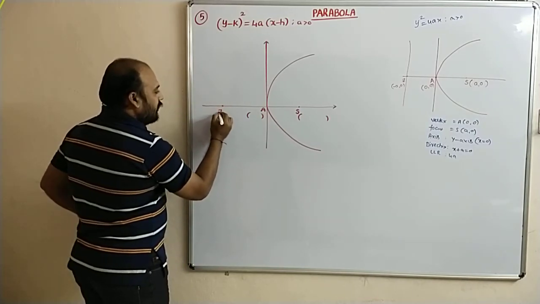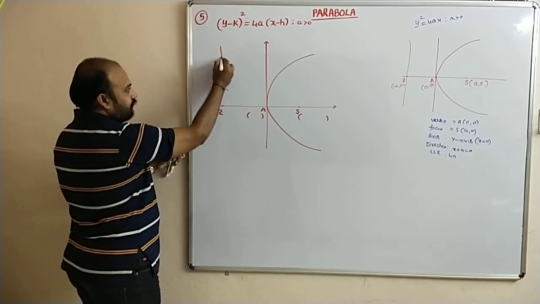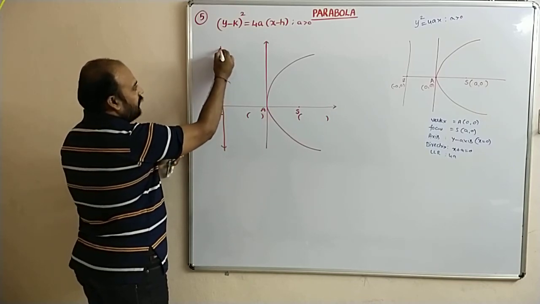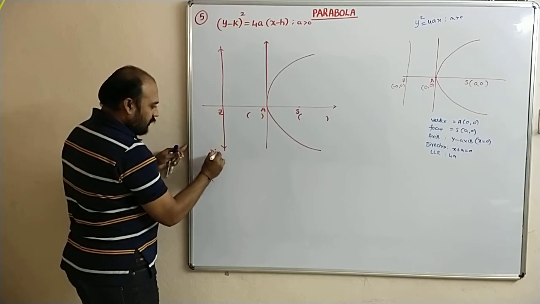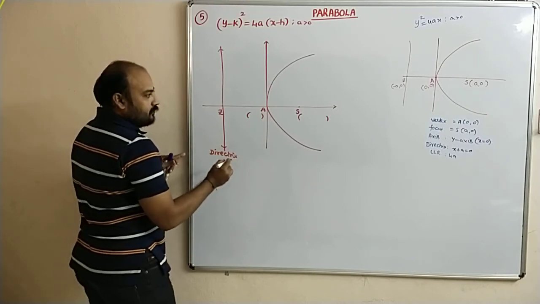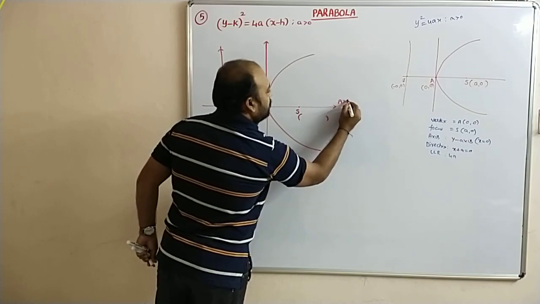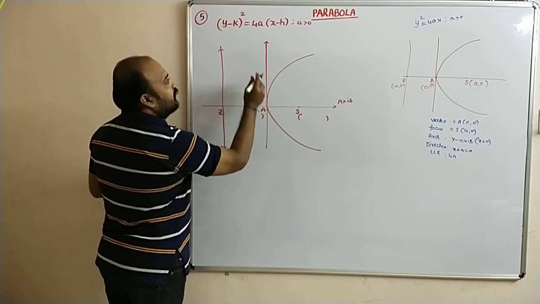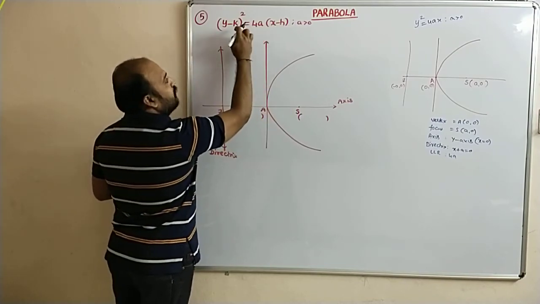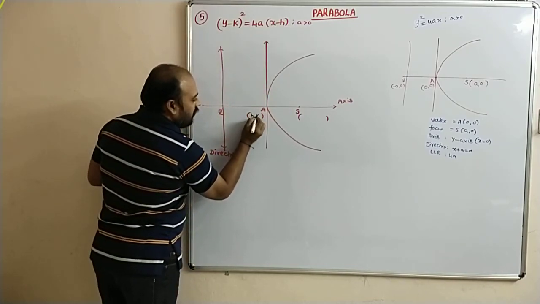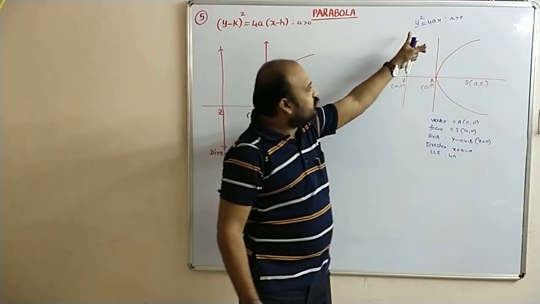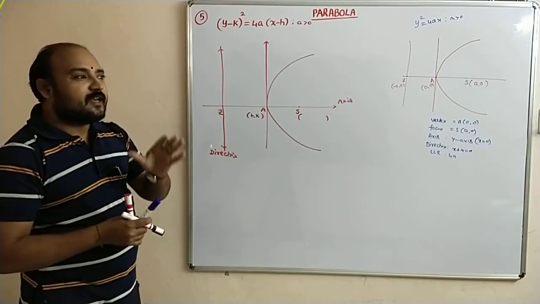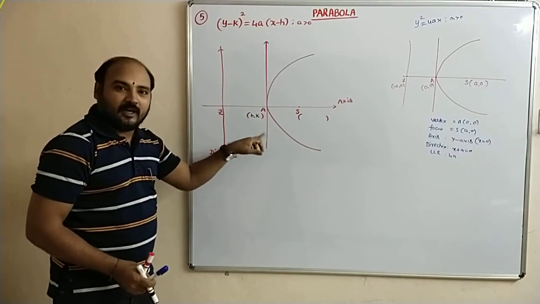This is Z, the coordinates of Z. Directrix, I will explain that. This is the axis. So the coordinates of A, that means vertex, are h comma k. For the figure y square equal to 4x, vertex is 0 comma 0. That means the origin is shifted to the point h comma k.